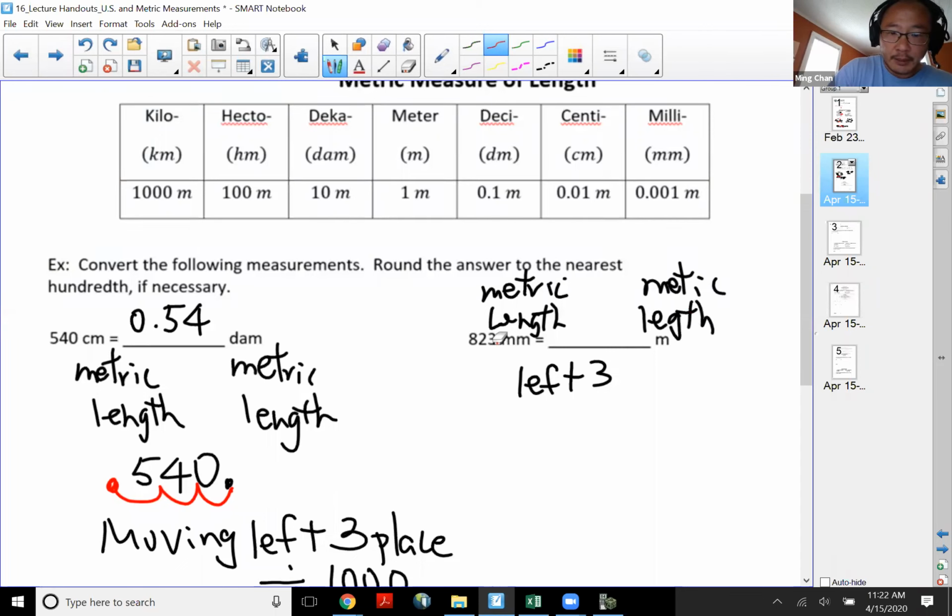So the decimal is behind the 3, so moving 3 places will put it right in front of the 8. So my answer is just going to be 0.823 meters.